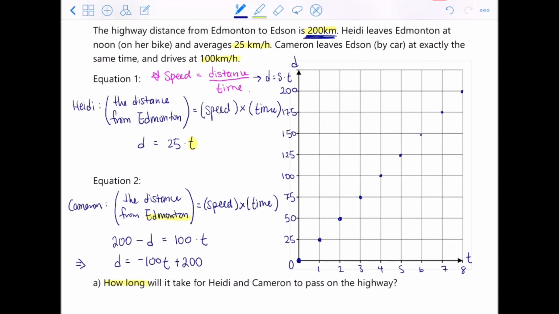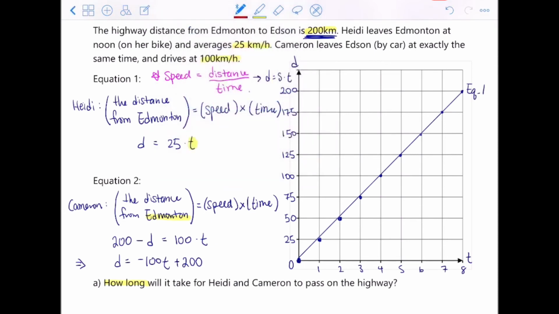So it's safe to say that Heidi takes 8 hours on her bike to get to Edson. So we'll connect the points. All right, so this time we don't want arrows because it has to end at some point, and this is going to be at 200. D equals 200, that's where it ends. So this is equation 1.